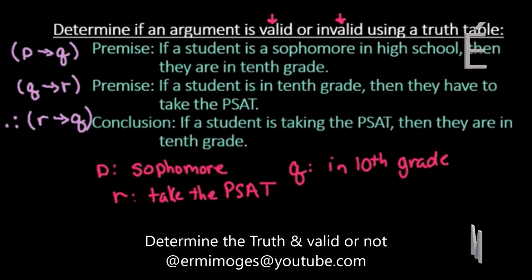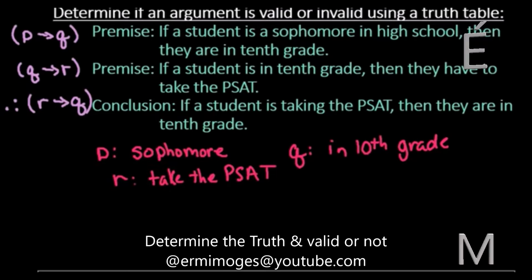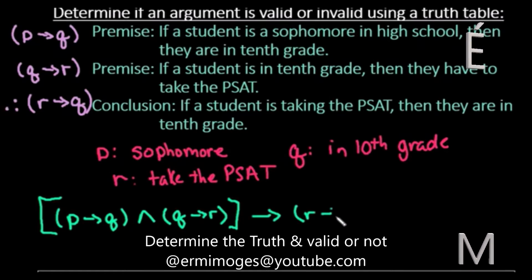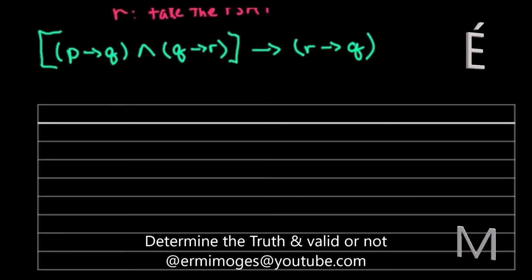Alright, so what we want to do is create a truth table for the statement that if P then Q and Q then R, if this is true, then R then Q is a true statement. Okay, so our final column is going to be this long statement. So what we're going to do is start with the three variables that we have.